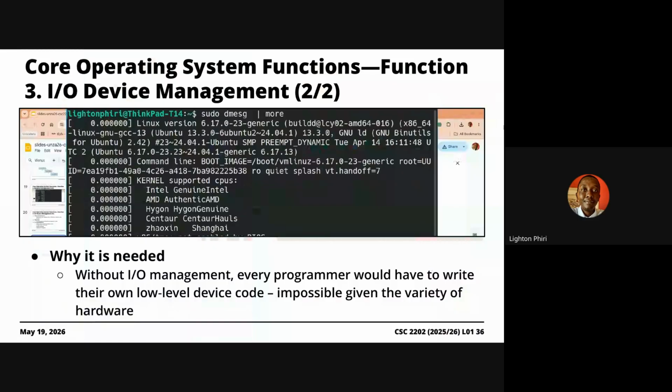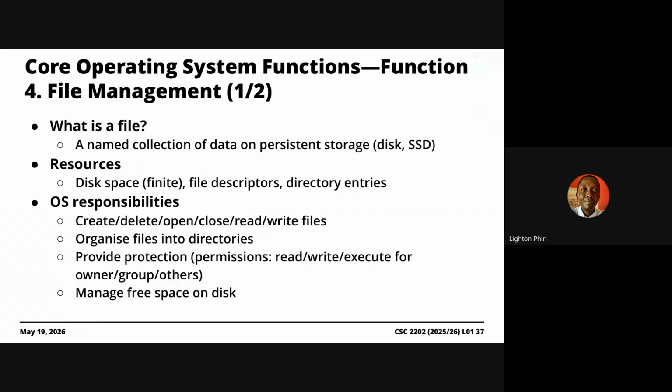Okay, so next up, remember we said there are 4 main functions of the operating system, right? We spoke about process management, memory management, input-output device management, and then next up is file management. Now you had a discussion about files here in 2101. I believe you were told that a file is a named collection of data on persistent storage, so on disk or something.